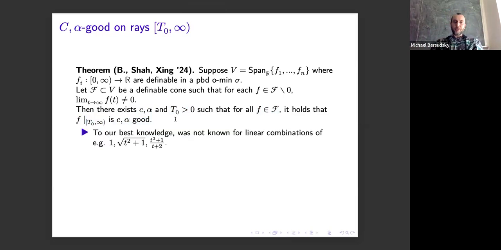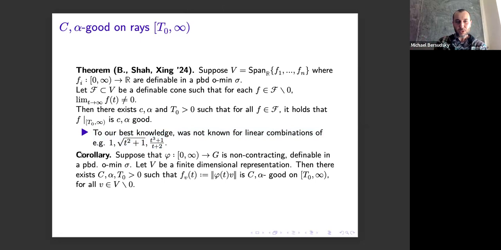For me, it was kind of surprising that, as far as I checked, it was not even known for such linear combinations. I don't know if it's very difficult or just nobody was really into it, but I think it's a really nice, delicate property in this nice collection of functions.